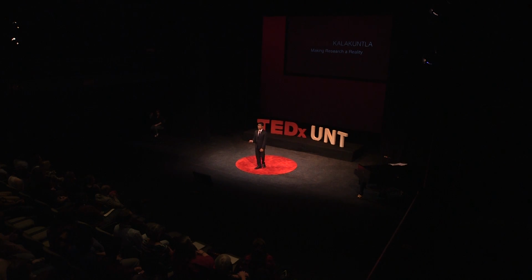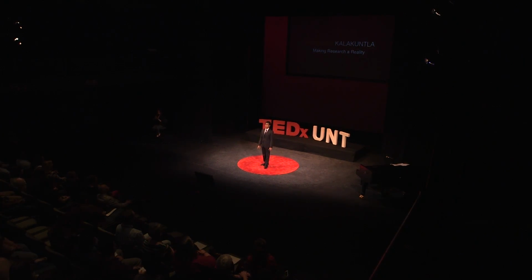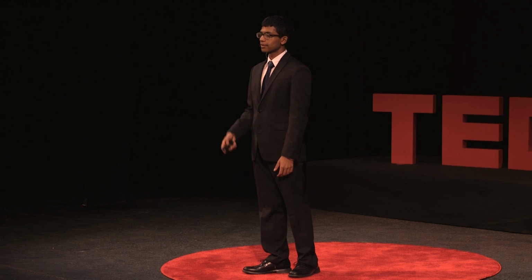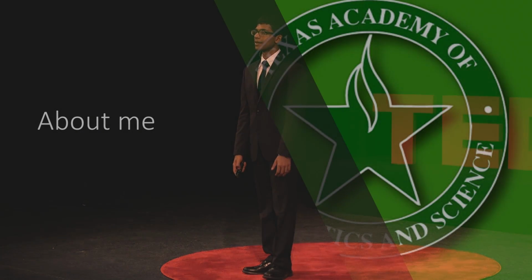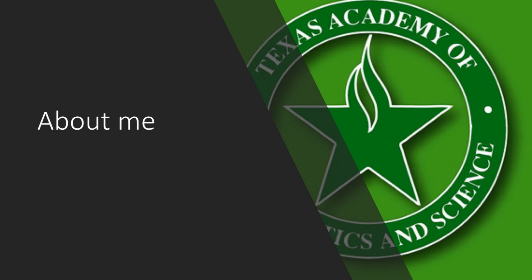Hello, my name is Prateek Kalakuntla, and today I'm going to be talking about how to make your research a reality. So first, a little bit about me. I'm 18 years old. I'm a senior in high school. In other words, quite a bit younger than the rest of you. And I go to the Texas Academy of Math and Science.